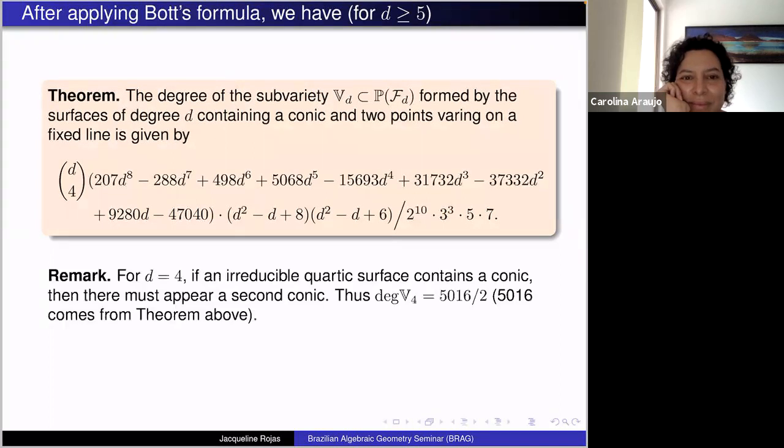And only one remark is that for D over four, if you take a curve, it contains a conic, yes, but with two points. It contains a conic, and it will contain another conic. In this case, the degree of V4 you can compute will be given by the polynomial above for V equal to 4 divided by 2. 2 is the degree.